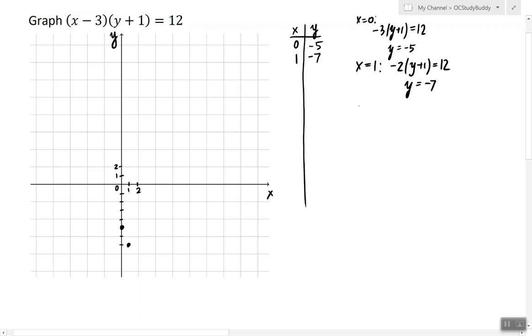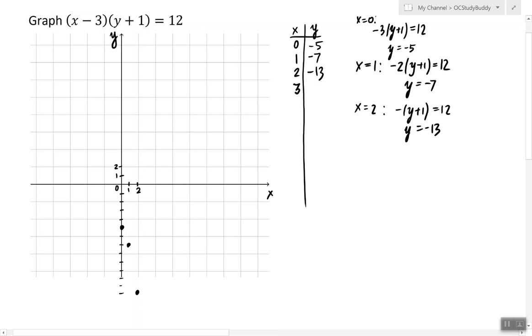So what happens when x equals 2? Then the equation for y is this, and y is negative 13. So what do we observe here? As x gets larger, the output decreases.